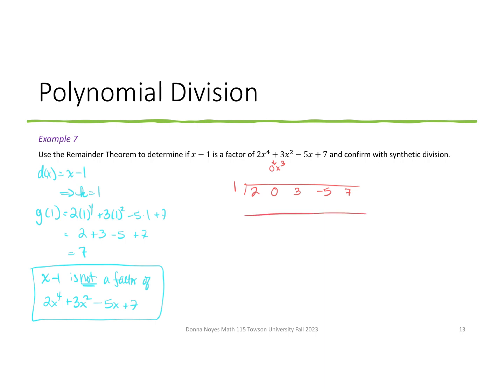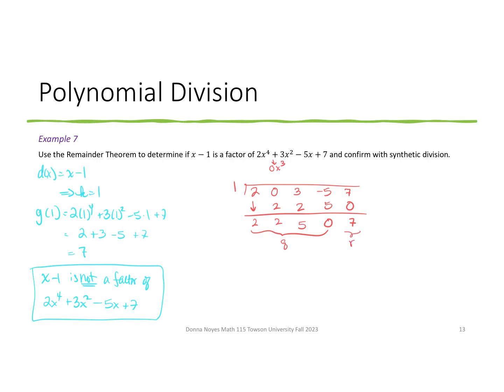We draw our line, drop down our 2. 2 times 1 is 2. 0 plus 2 is 2. 2 times 1 is 2. 3 plus 2 is 5. 5 times 1 is 5. Negative 5 plus 5 is 0. Oh, that looks good, except it's not the last entry, so it's not a remainder. Now we have 0 times 1 is 0, and 7 plus 0 is 7. Here is our quotient. Here is our remainder.